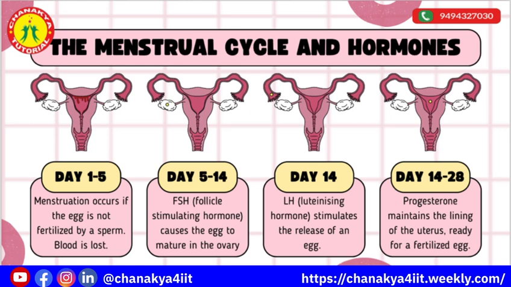Day 5 to 14. FSH, follicle stimulating hormone, causes the egg to mature in the ovary. Day 14. LH, luteinizing hormone, stimulates the release of an egg. Day 14 to 28. Progesterone maintains the lining of the uterus, ready for a fertilized egg.